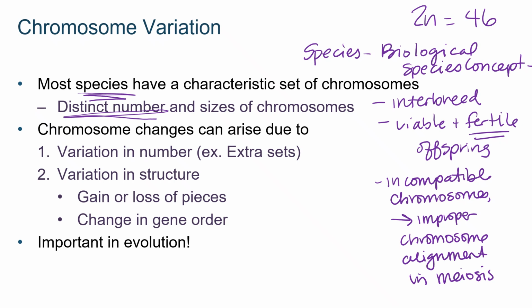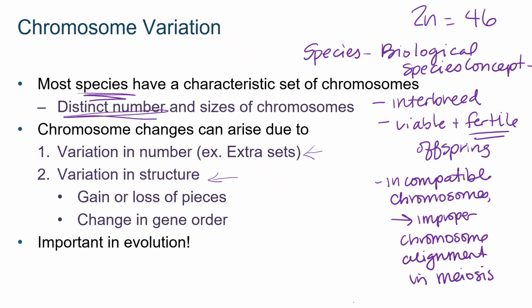So we're going to talk about some changes that can happen. Keep in mind that we could also have mutations, but mutations are not changes in chromosome structure. They're changes in chromosome sequence, and we will get to those later. We're going to start with talking about changes in structure, such as gain and loss of pieces or changes in gene order. Then we're going to talk about variation in number.